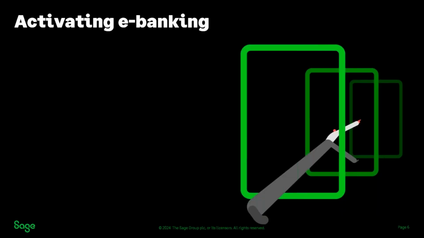Okay, so now we're going to go through step by step what you would need to do in order to use the e-banking or the e-payments feature. So e-banking is a term that we use around activating this electronic banking in the software. Now, really, it is just the e-payments feature that falls under that.